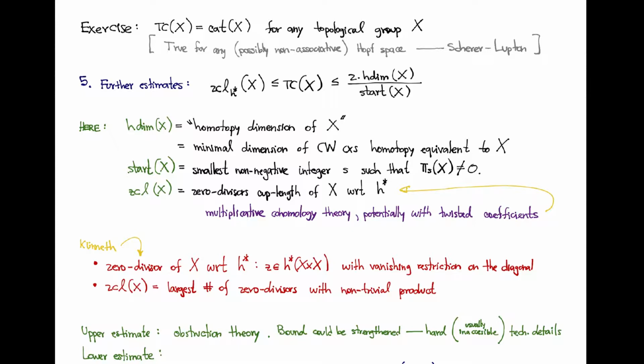So you define first what is the concept of a zero divisor. A zero divisor is some element in the cohomology of the Cartesian product that would be a zero divisor if, when I restrict it under the diagonal, it goes to 0.